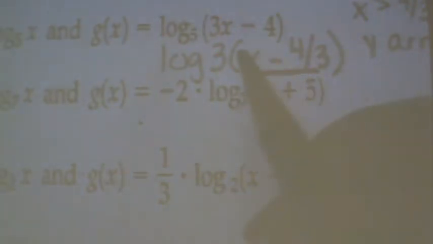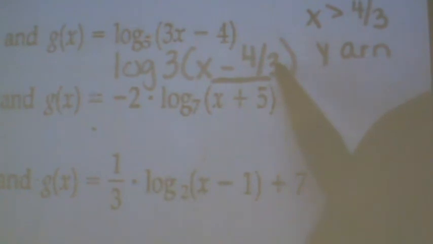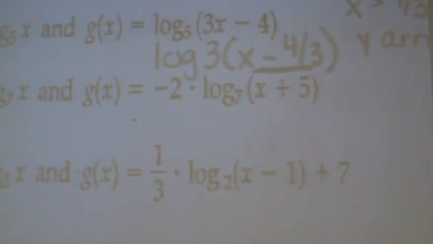So did everybody get that? It's a horizontal compression by 1/3, 4/3 units to the right, which means you're going to have an asymptote at x equals 4/3, okay? So you're going to have x greater than 4/3, and your range is y is all real numbers. You have one more and you're done.